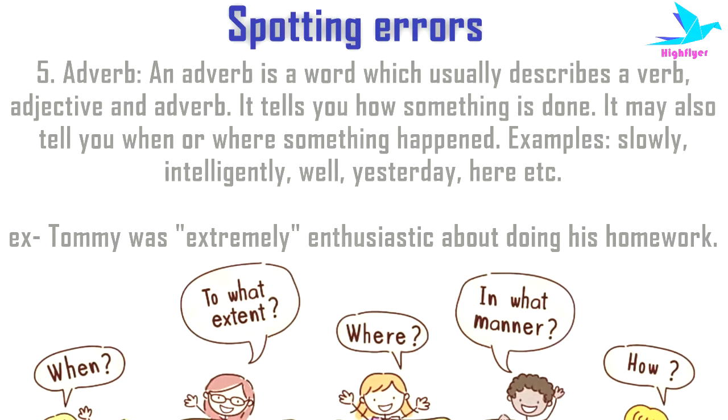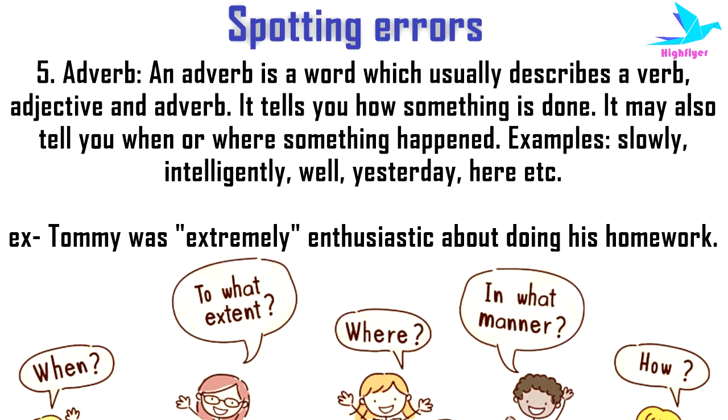Next, let's talk about adverb. An adverb is a word which usually describes a verb, adjective or adverb. It tells you how something is done. It may also tell you when or where something happened. Example: slowly, intelligently, well, yesterday, here, etc. For example: Tommy was extremely enthusiastic about doing his homework. Here the adverb is extremely.